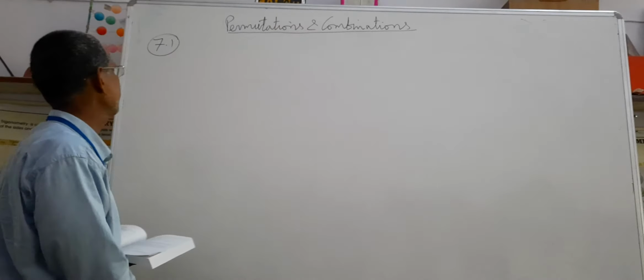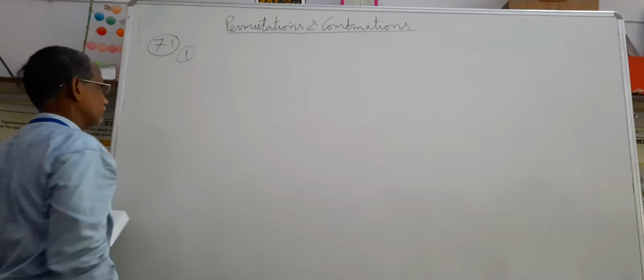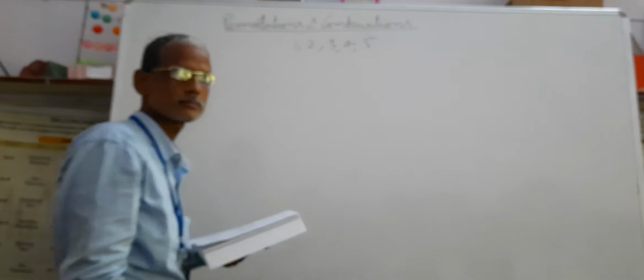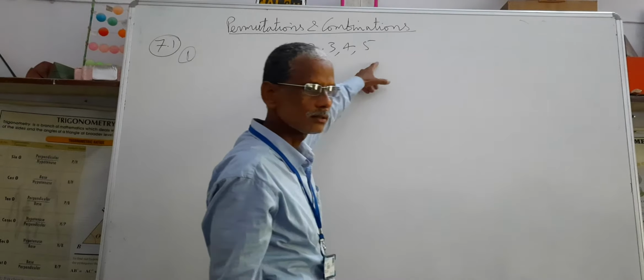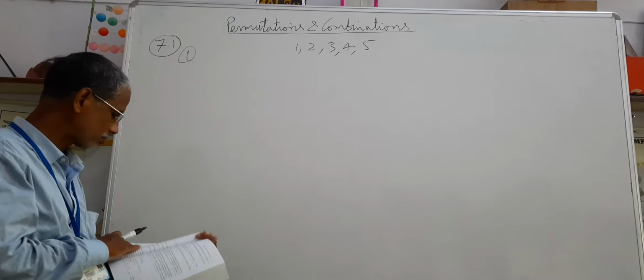Exercise 7.1. Question number 1. How many three-digit numbers can be formed from the digits 1, 2, 3, 4 and 5? Using these digits, how many three-digit numbers can be formed?